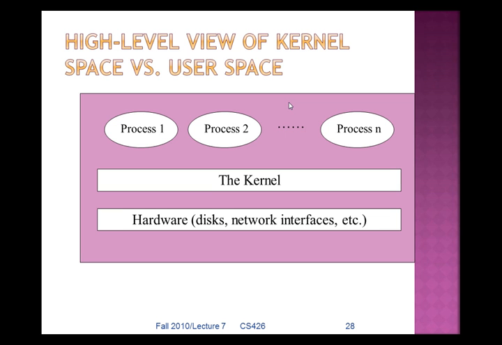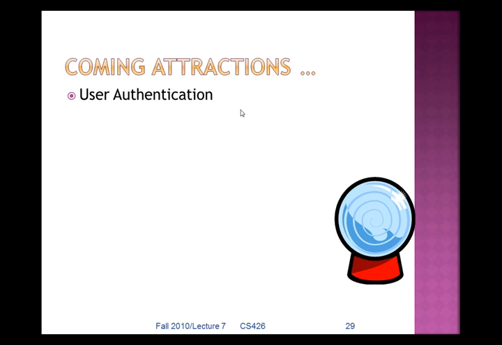That is process 1, process 2, process n. The kernel, hardware, that is your disk, network interface, etc. So the kernel lies between the hardware and the processes. Now coming attractions, user authentication. This is your user authentication.